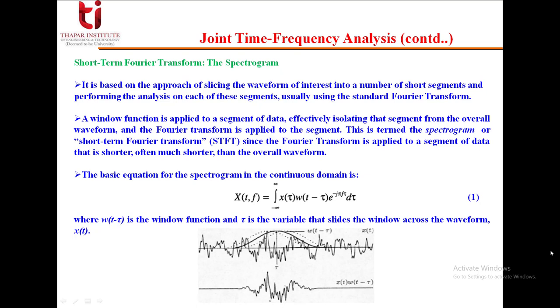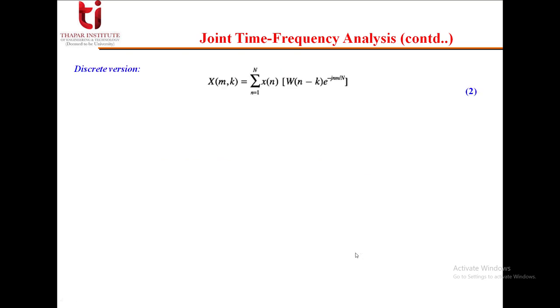If you see equation number one, that is the basic equation for the spectrogram in the continuous domain. Here w(t minus tau) is nothing but a window function to select a particular segment from the signal represented by x(tau), or x(t). And tau here is the variable that slides that window across the waveform. So you can see we have chosen a window and that is sliding over signal x(t). We can also represent the discrete version of the same, that is, X(m,k) equals the summation n equal to 1 to N of x(n) times w(n minus k) times e raised to the power minus j n m divided by N.